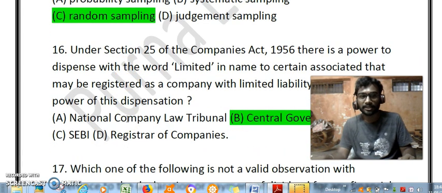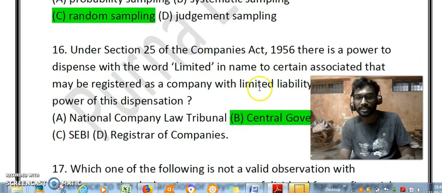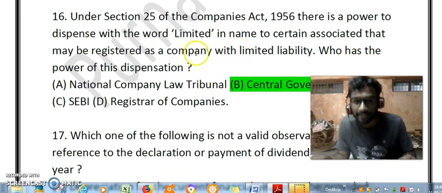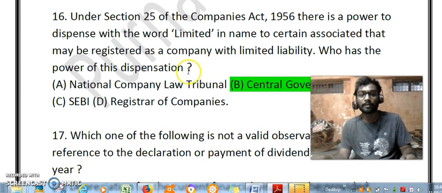Next one, under section 25 of the Companies Act 1956, there is a power to dispense with the word limited in the name of certain associations that may be registered as a company with limited liability. Who has the power to dispense? Obviously, it is the central government. Central government has the power to dispense the word limited, which may be registered as a company with limited liability.